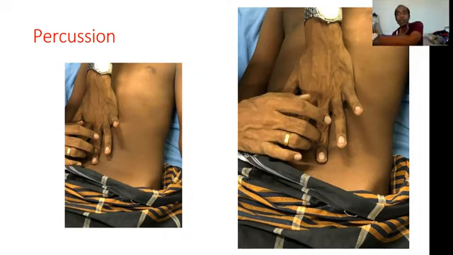And ideally, your percussion should be heard by somebody standing at the foot end of the bed. That is respiratory system, hard percussion. In the abdomen, you're using a softer percussion note.